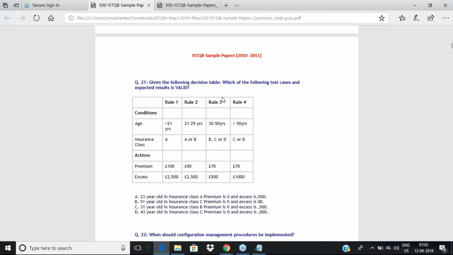Rule 3 says, what the hell is this data actually? It's totally reverse. If the age is more, premium will be more. Anyway, we should not worry about that. What we need to worry about is what is given to us.